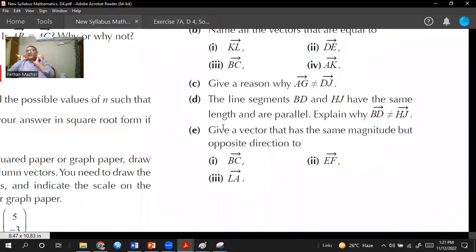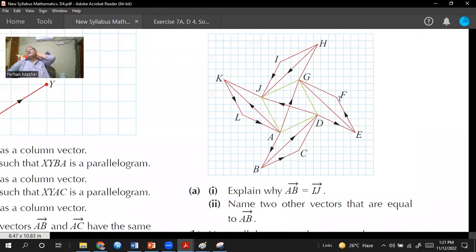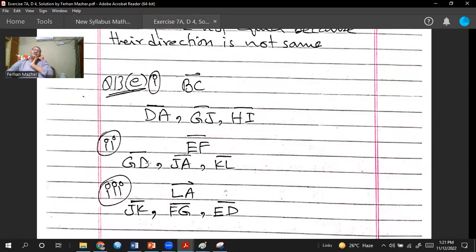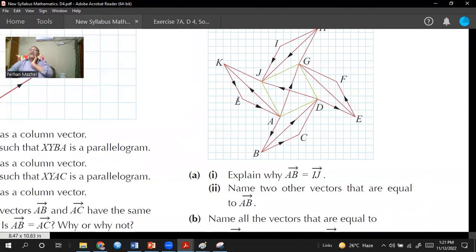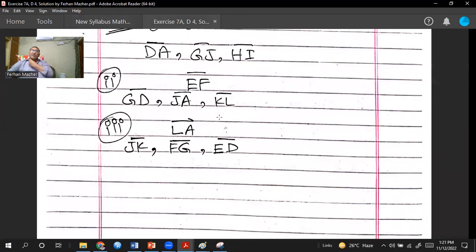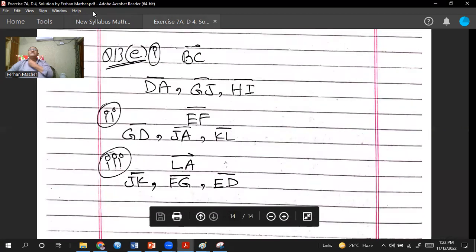Then their question is the opposite to EF. Where is EF? The opposite to this will be GD, JA, KL. So GD, JA, and KL. Then their question is LA. The opposite to LA will be JK, FG, ED. So they will be equal in magnitude but opposite to LA: JK, FG, and ED. So this is how you will do this.